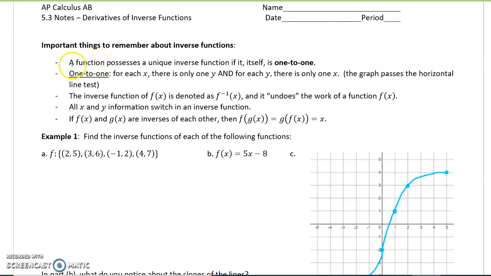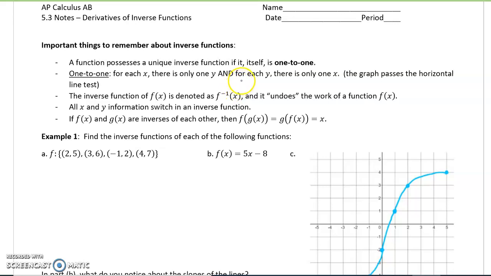First of all, inverse functions exist only if the original function is 1-to-1. 1-to-1 meaning not only for each x is there only one y, that's what a function is, but also for each y there is only one x. Another way to put this is not only does it pass the vertical line test, but the function passes the horizontal line test. We can write inverse functions using the -1 exponent. We're not raising anything to the -1, that would be taking the reciprocal, but it looks the same as raising to the -1. f inverse of x is the way we would write that.